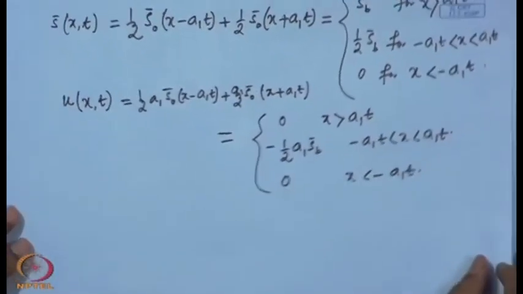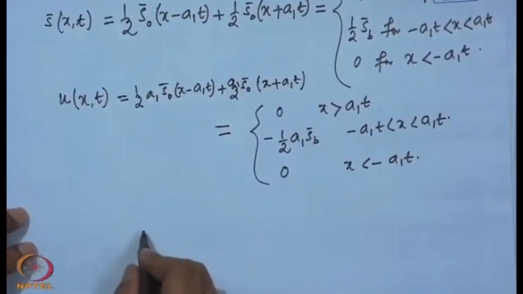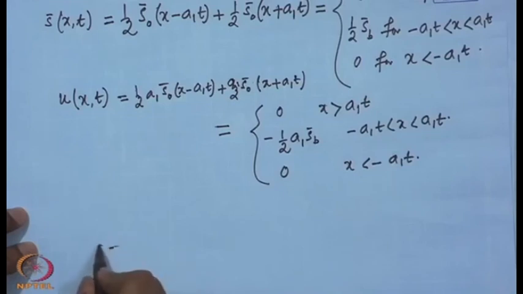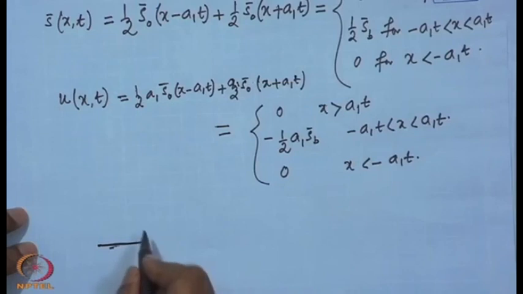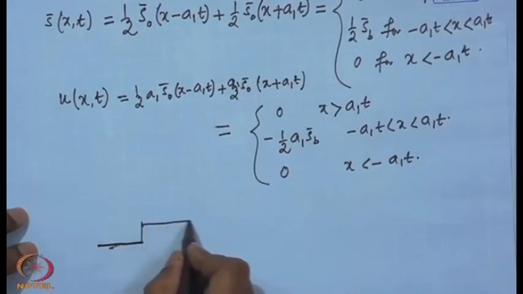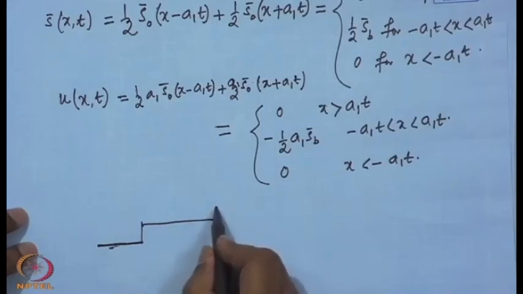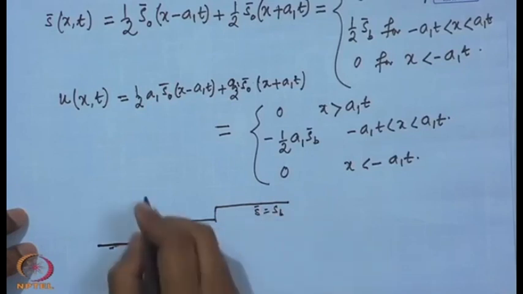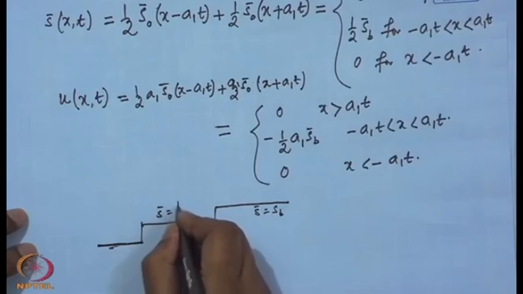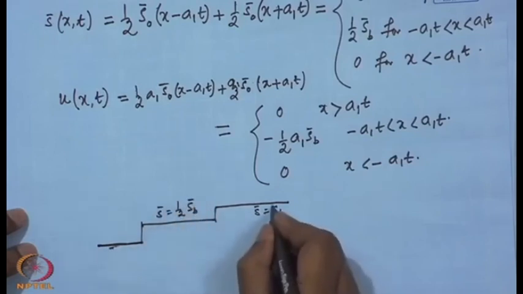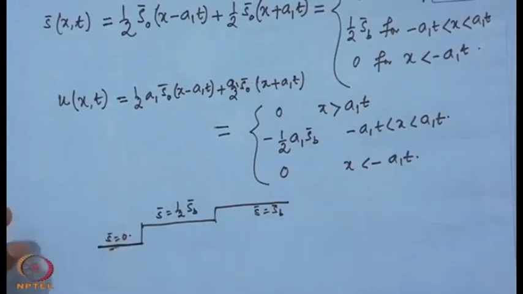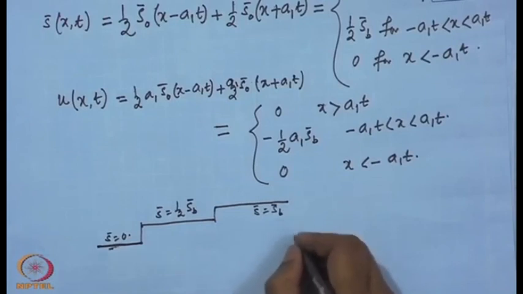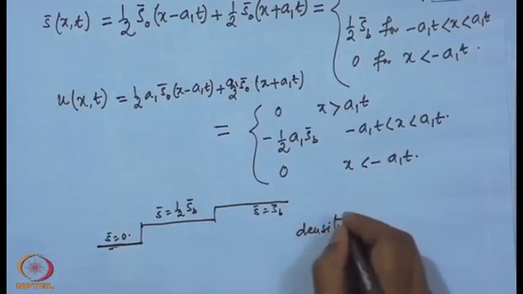That is, we can see that at any time the density, and this is the solution at time t, that is the density distribution, and the pressure distribution and velocity distribution are also similar.